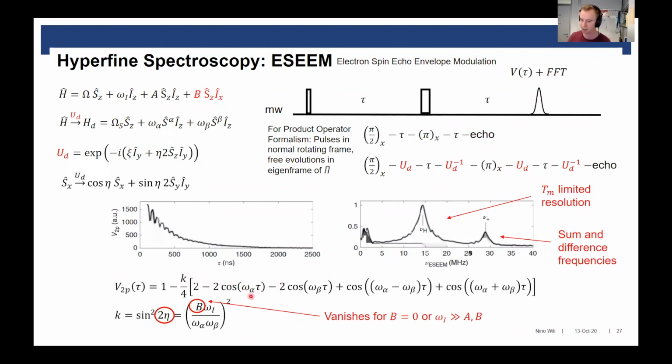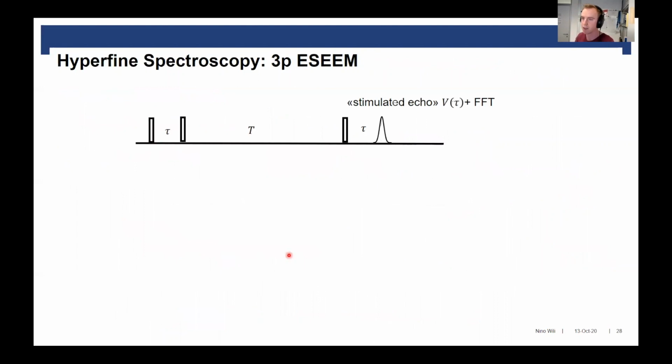But not only do you get these normal nuclear lines, you also get difference and sum frequencies. So you have even more frequencies than we'd expect, and they are actually quite broad. So they are limited by the relaxation time, basically, of the electron spin. So we can do better.